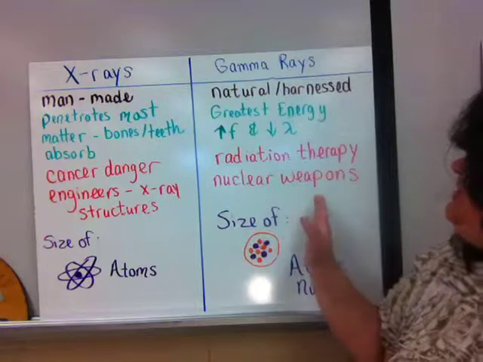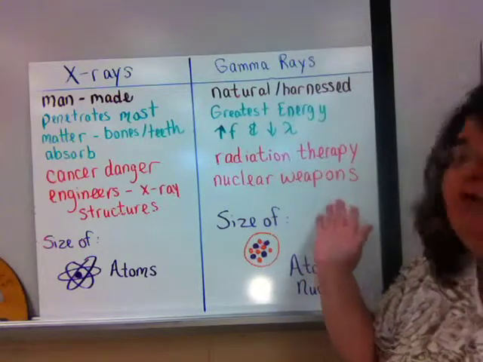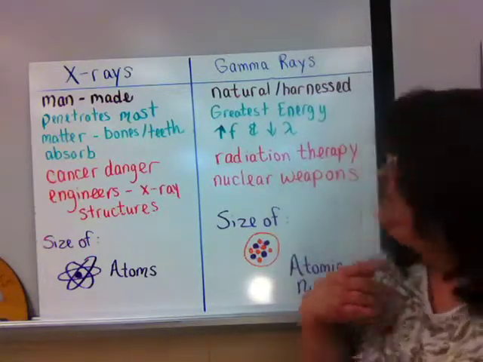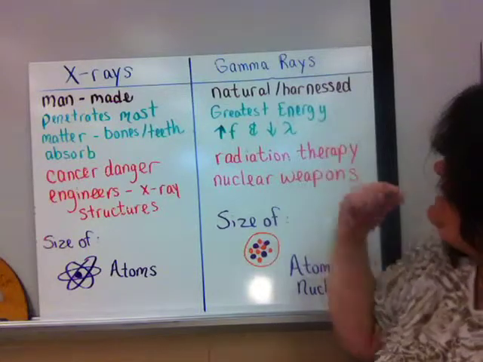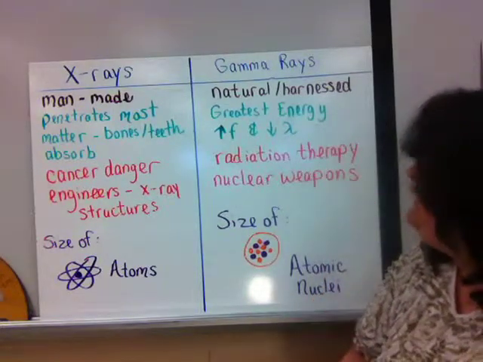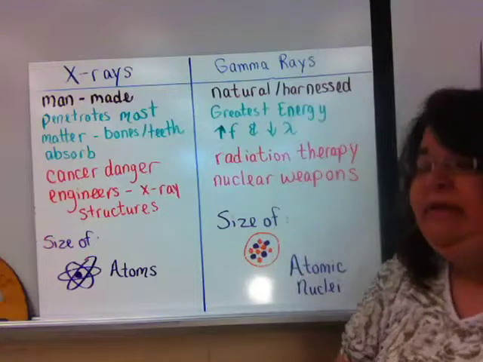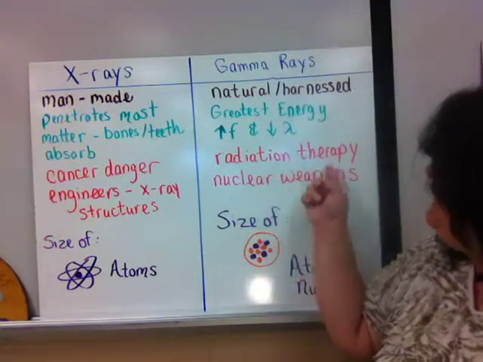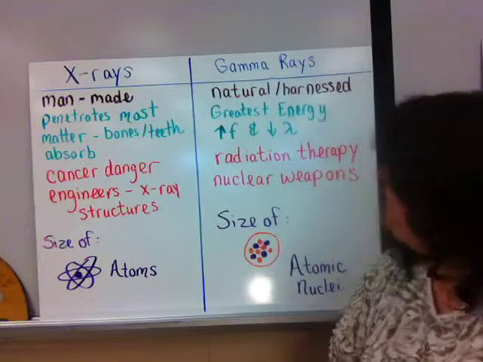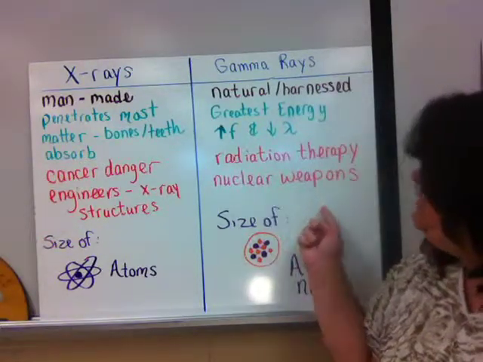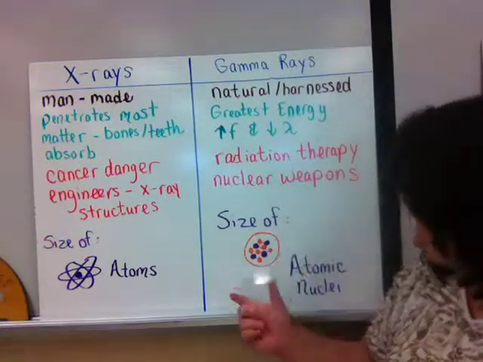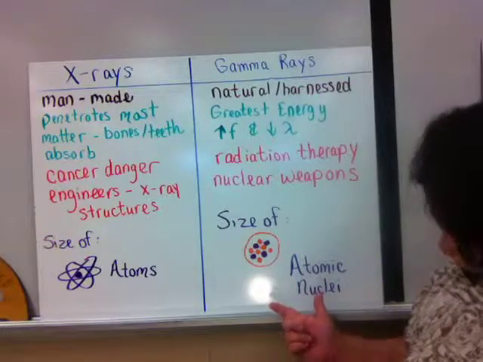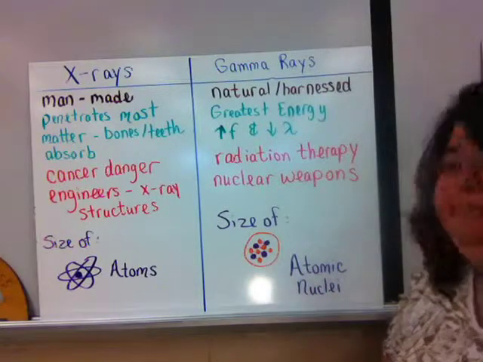Gamma rays are natural and they are harnessed when we use them. They are the greatest energy, highest frequency, lowest wavelength section of the electromagnetic spectrum. We use them for radiation therapy to treat cancer, and we also use them in nuclear weapons. Gamma rays are about the size of atomic nuclei.